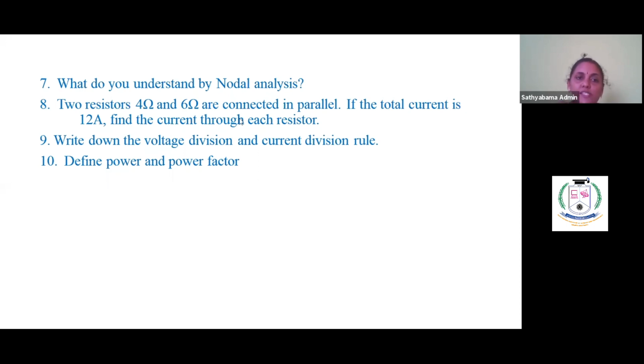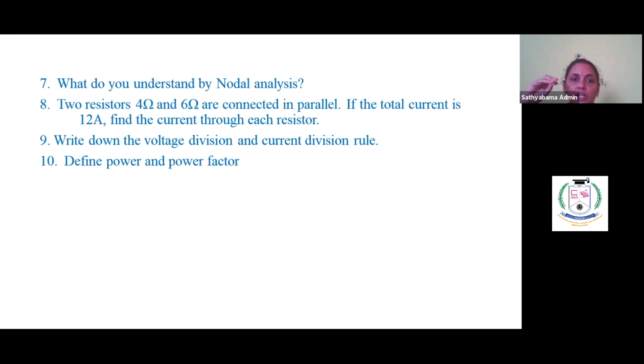Next, two resistors 4 ohm and 6 ohms are connected in parallel. If the total current is 12 amps, find the current through each resistor. Now see here, two resistors 4 and 6 are connected in parallel. They had given the current value, clear? But none of the voltage is given. You have to find out the current through each resistor, clear?